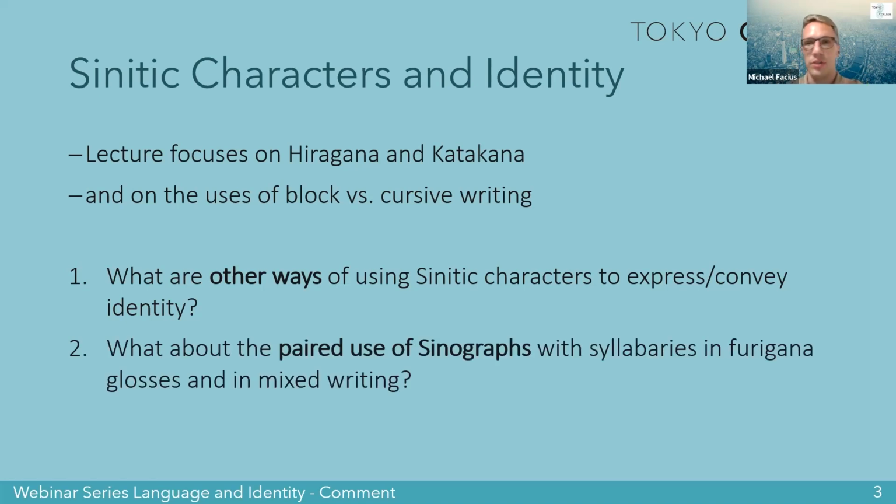Secondly, you showed examples of the paired use of sinographs, as you call them in your presentation, with syllabaries, in hiragana glosses and different types of mixed writing. One example that you gave, I forgot the title of the book right now, had the characters for Dai Nippon. On the right side you have the hiragana reading Dai Nippon. On the left side you have a reading O Yamato. So you have different identity functions, different ways of using these scripts that have an interplay.